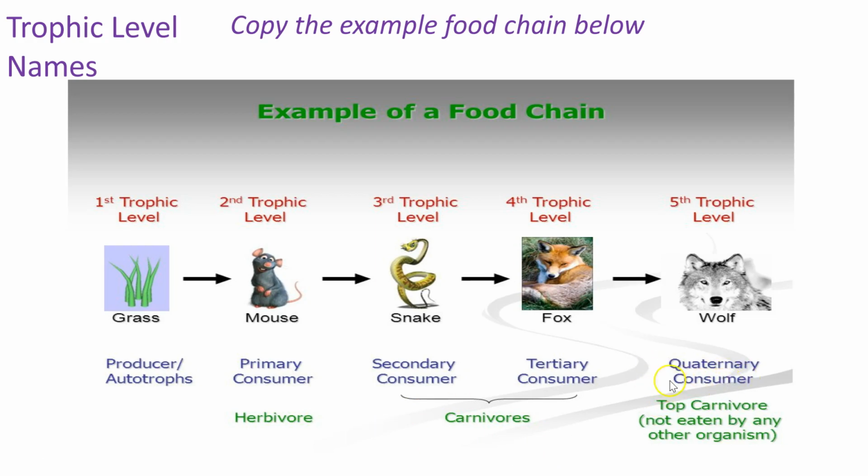We have then our quaternary consumer here because they're the top consumer. So you can also see some of the different names that we've learned. Autotrophs, first trophic level. Primary consumers, well, those are the herbivores. They're going to eat the first trophic level. The third trophic level eats the second trophic level, so that would be a secondary consumer. In other words, a carnivore, or it could be an omnivore sometimes too. Tertiary, another carnivore, and then, of course, another carnivore.